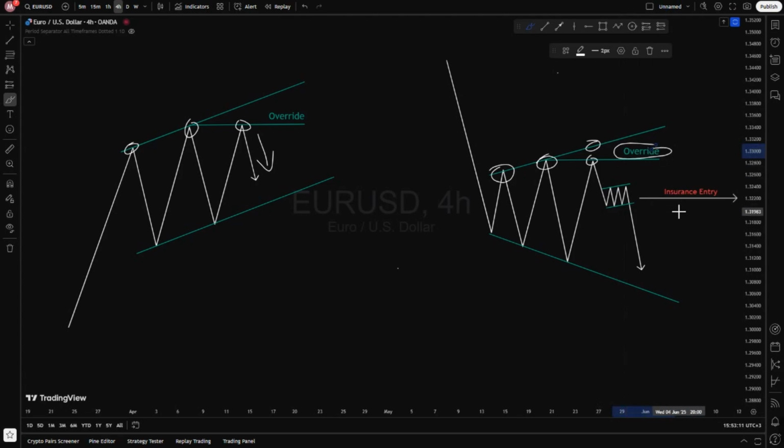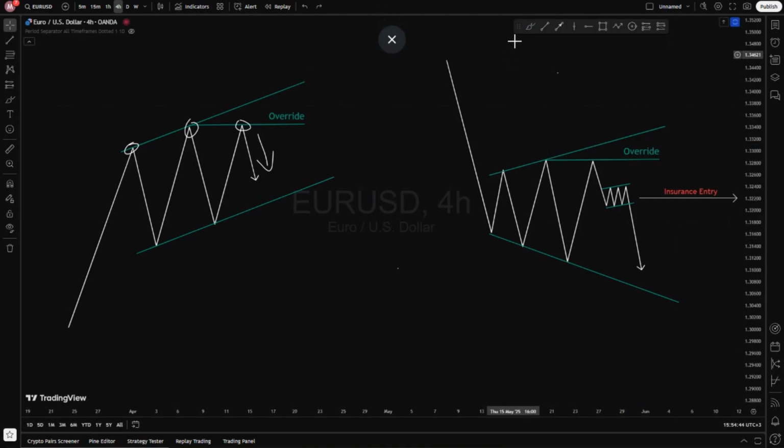Now, this override is usually found at a double top or double bottom, depending on whether you're selling or buying. In this case, let's say we're looking for a sell, and we get a double top formation instead of that expected third touch. This is where the insurance entry comes into play. Rather than forcing a trade or taking an entry without confirmation, you wait.